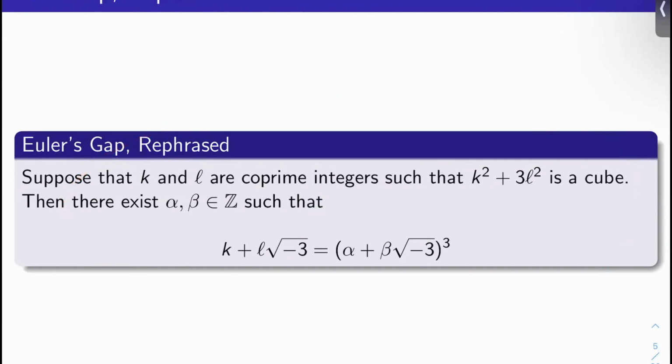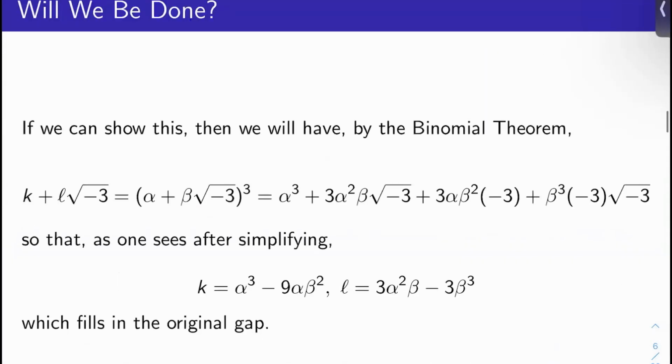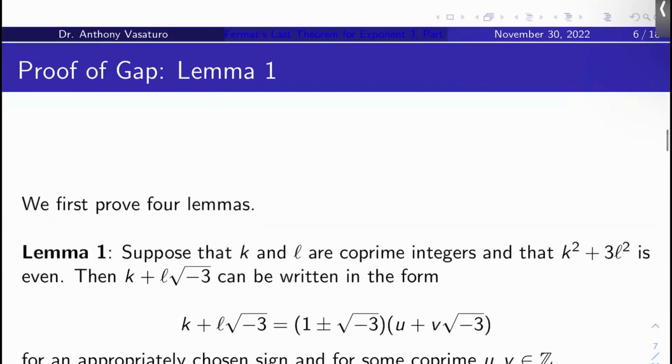Okay, so k squared plus 3l squared is a cube, where k and l are coprime. I can find integers alpha and beta such that this equation here holds. I have to prove that, and then I'm completely done. So let's do that. The proof of this is somewhat difficult. We'll do it using a succession of 4 lemmas.